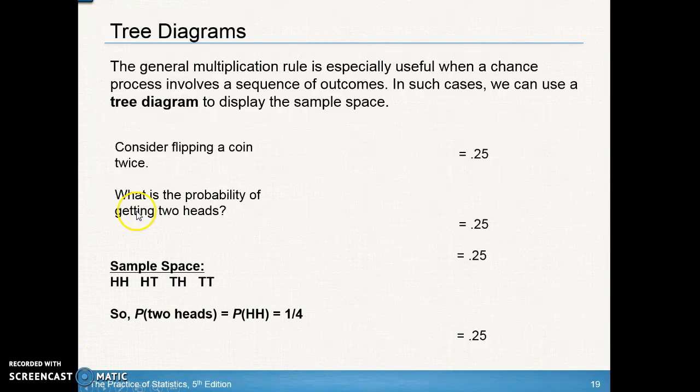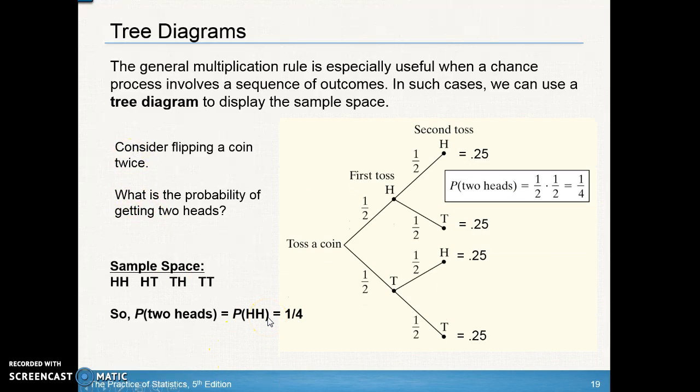So let's think about our sample space. We're flipping a coin twice. Our sample space: we can get heads, heads; heads, tails; tails, heads; or tails, tails. The probability of getting 2 heads in a row is heads and heads, so 1/2 times 1/2, which gives me 1/4. I can figure that out using the general multiplication rule. How can I do that using a tree diagram? So let's think about this.